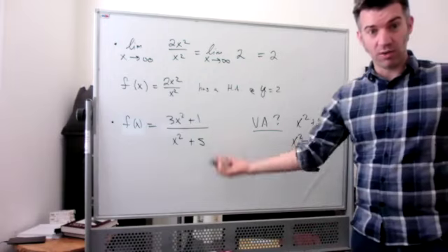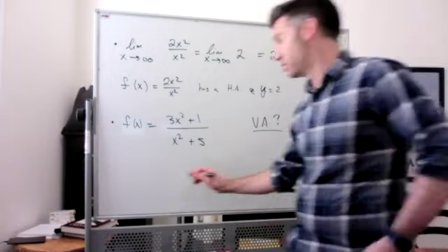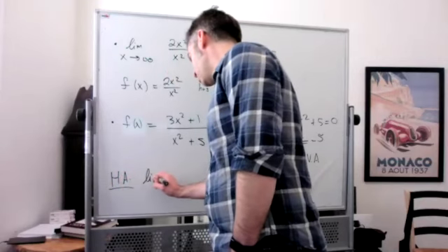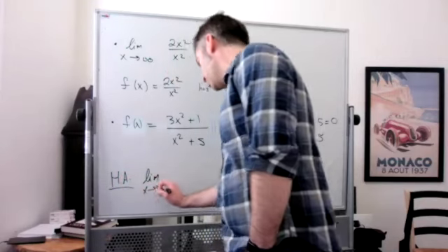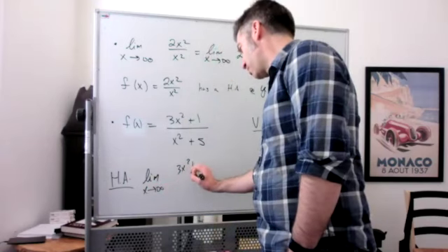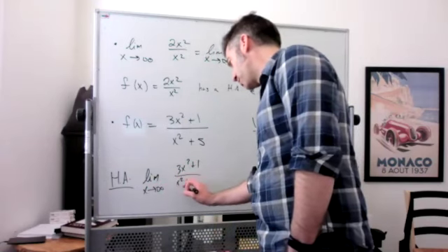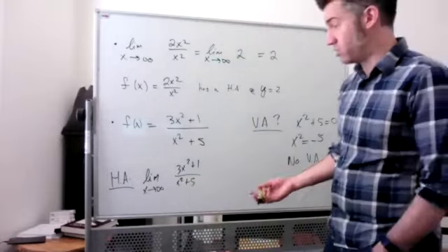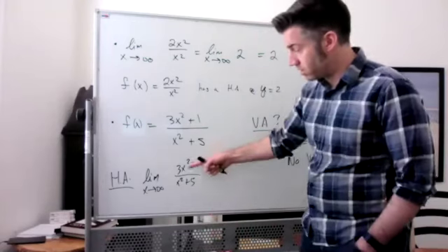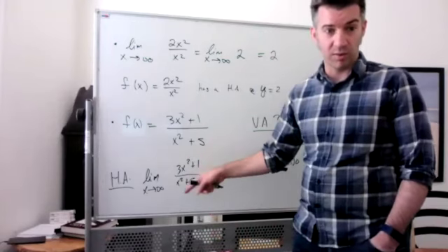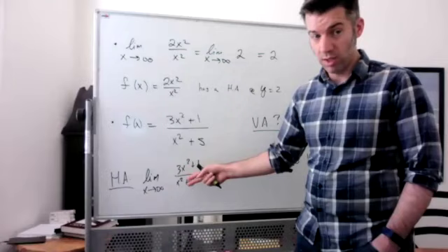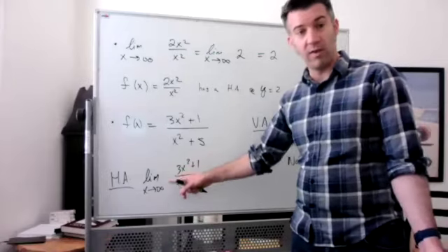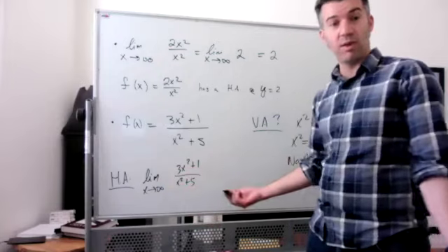Does this function have a horizontal asymptote? Yes. If we take the limit as x goes to infinity of 3x squared plus 1 over x squared plus 5, I don't know how much work your teacher wants you to show, but we could use the shortcut and say, since the degrees are the same, right, it's a degree 2 on top, it's a degree 2 on bottom of this rational function. If the degrees are the same, the limit as x goes to infinity is the quotient of the leading coefficients, which in this case would be 3 over 1.